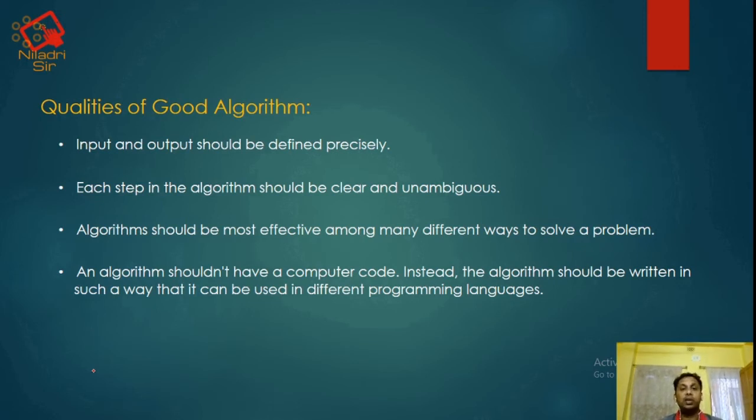Suppose I don't know C, but I know Java. If the algorithm is written in C language, I am not able to convert it to Java. But if it is written in English, I can easily convert that algorithm into Java code. So it must be written in a human communication language, not in any programming language.